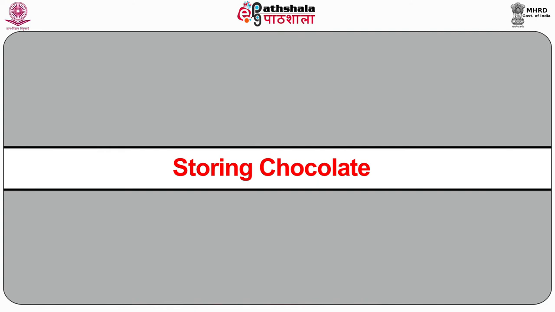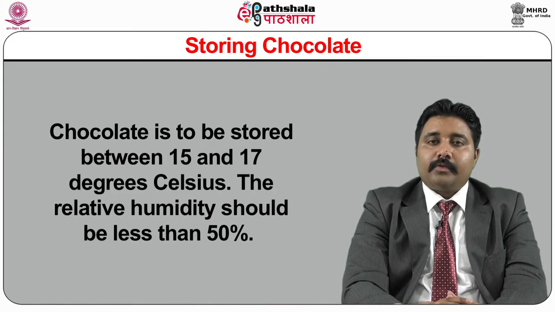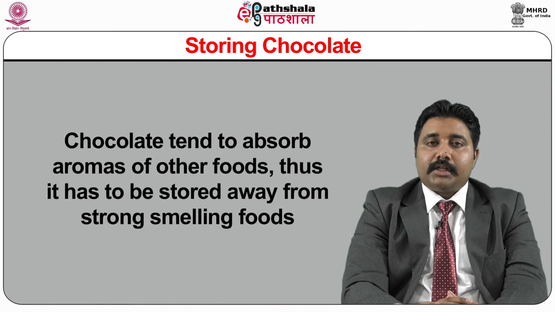Storing chocolate. Chocolate is to be stored between 15 and 17 degrees Celsius. The relative humidity should be less than 50%. Chocolate tends to absorb aromas of other foods. Thus, it has to be stored away from strong smelling foods. Chocolate should be stored wrapped in butter paper or grease-proof paper. Blooming can occur if stored improperly.